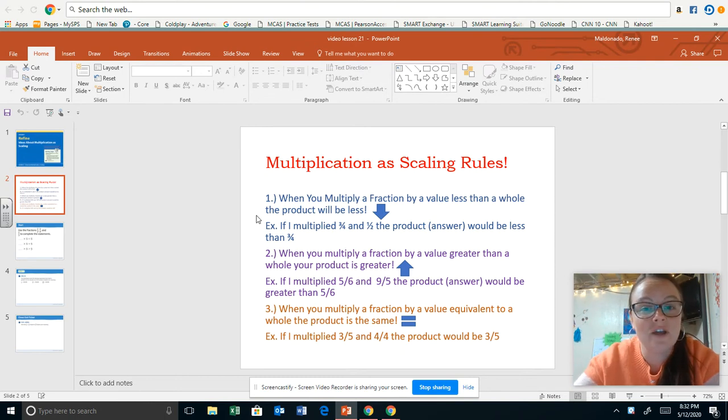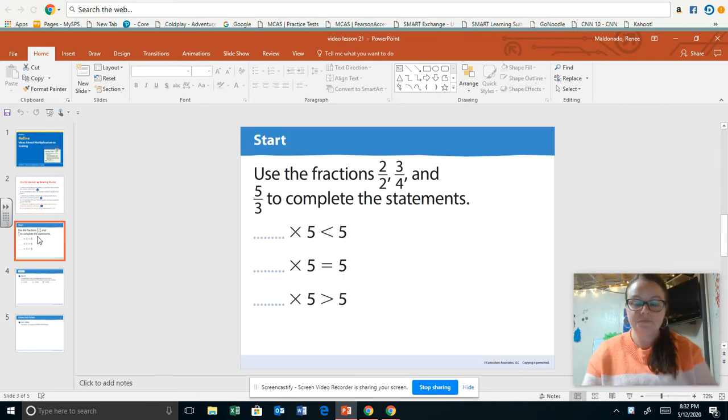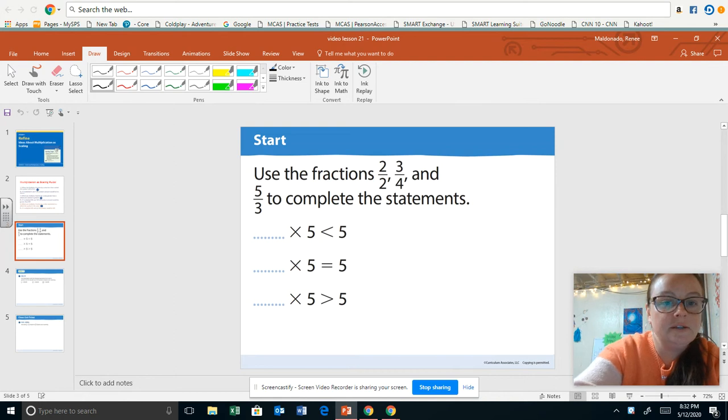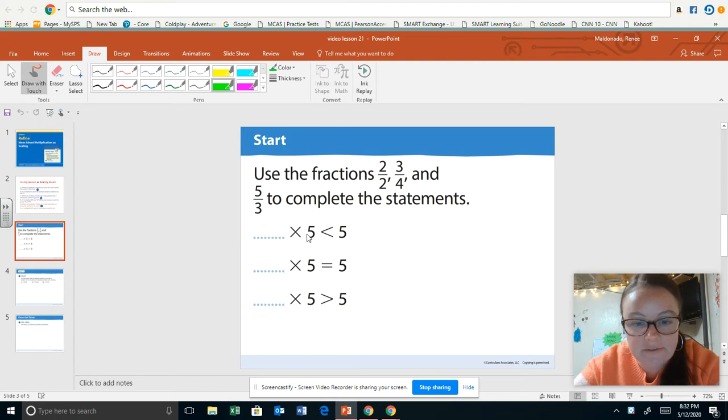All right, now let's try a few problems together. First problem: use the fractions 2/2, 3/4, and 5/3 to complete the statements. All right, so let's take a look. Here we have blank times 5 is going to be less than 5 wholes. So I need a fraction here that if I multiply it by 5 wholes, it's going to be smaller than 5 wholes. So I have 2/2, 3/4, and 5/3.